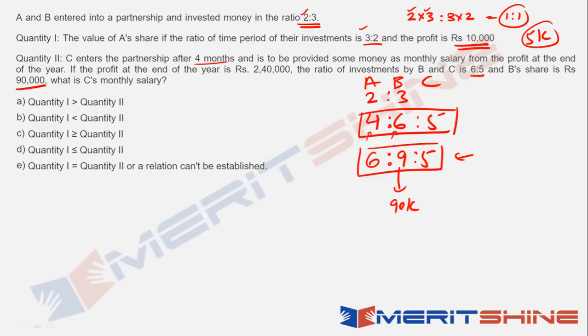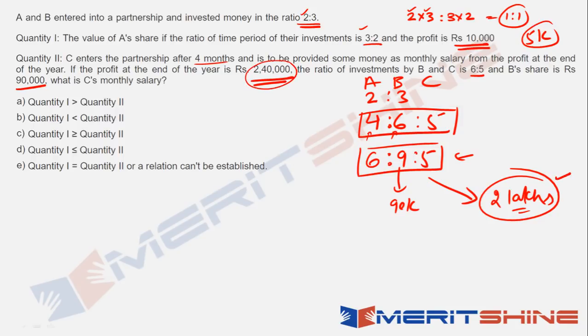So, this is 90k. Now, according to this, 6 plus 9 plus 15, all of this becomes 2 lakhs, the total for their investments. But somebody needs to draw a salary from this. So, whatever is apart from this 2 lakhs would be given in the form of salary. This is 2,40,000. So, 2,40,000 minus this 2 lakhs would be 40k.